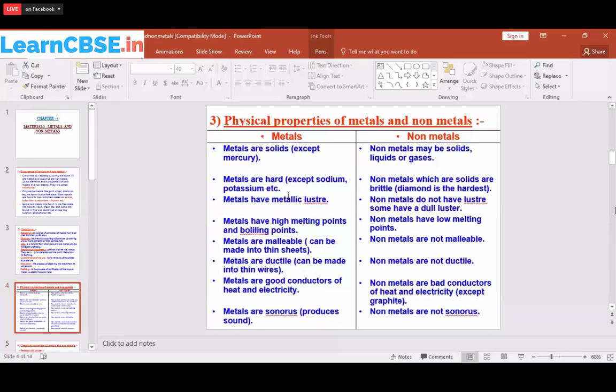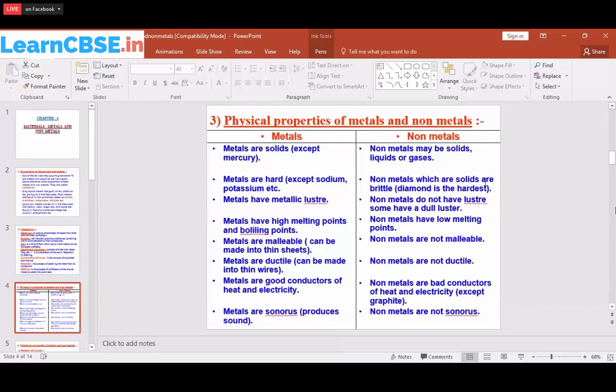The metals are usually hard except sodium, potassium, etc. Sodium and potassium are present in group 1, so these metals can easily be cut with a knife. But iron, nickel and so on are very hard metals. So usually metals are hard.